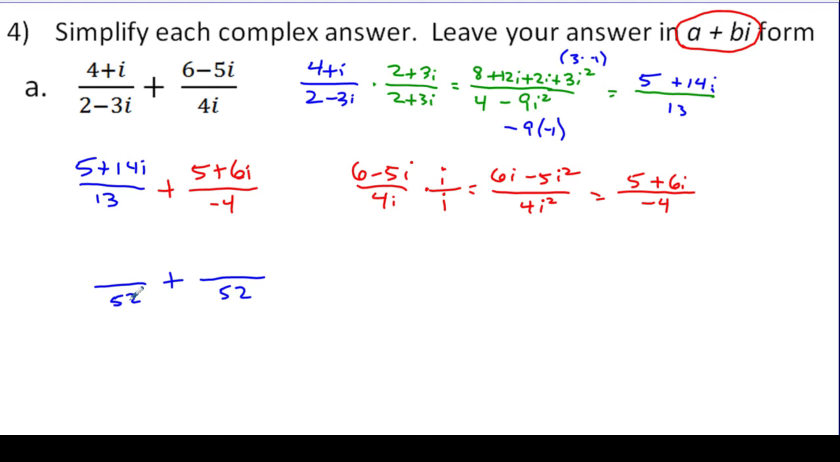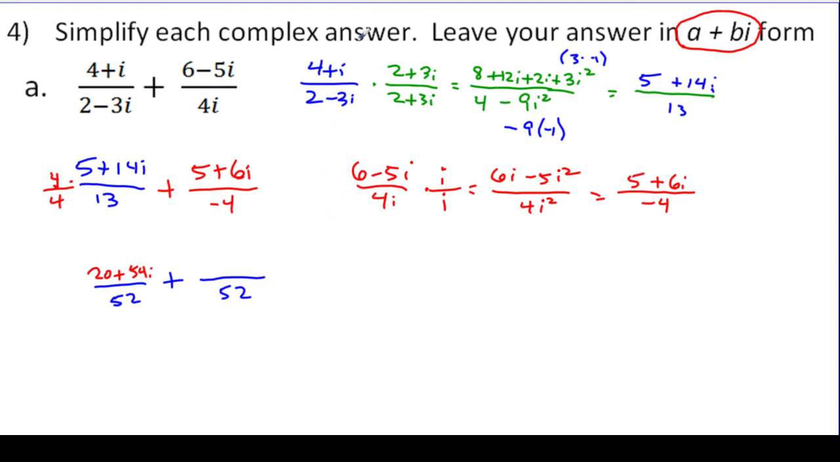So I have to figure out how to change 13, my old denominator, into 52. I'm going to have to multiply the bottom by 4, and that means I also have to multiply the top by 4. I can't change the bottom of a fraction without also changing the top. So 4 times 13 is 52. The top becomes 20 plus, and 4 times 14 is 54i. So I changed the first one.